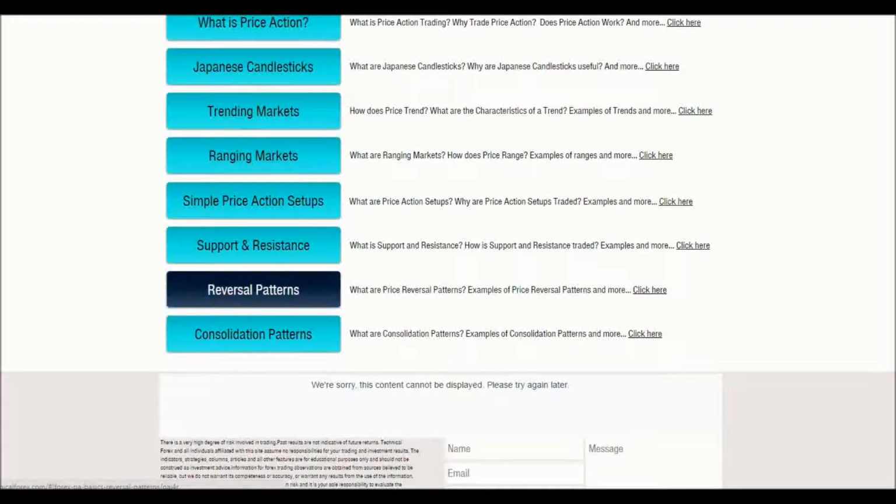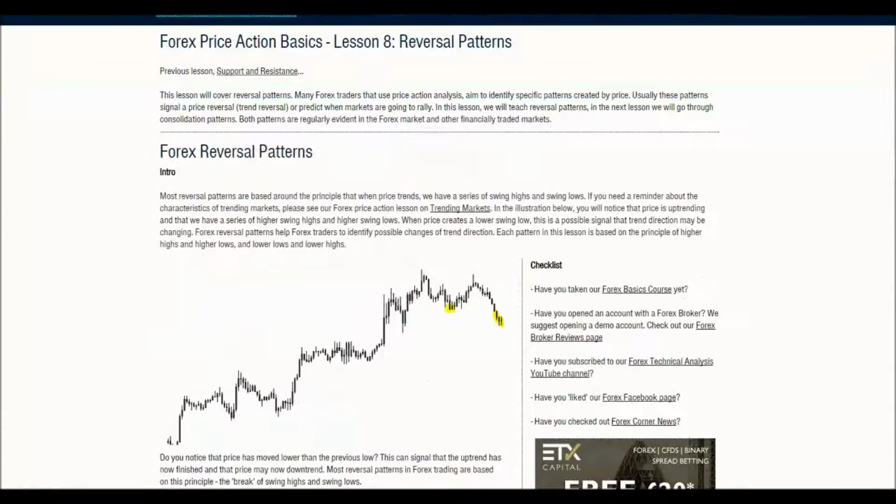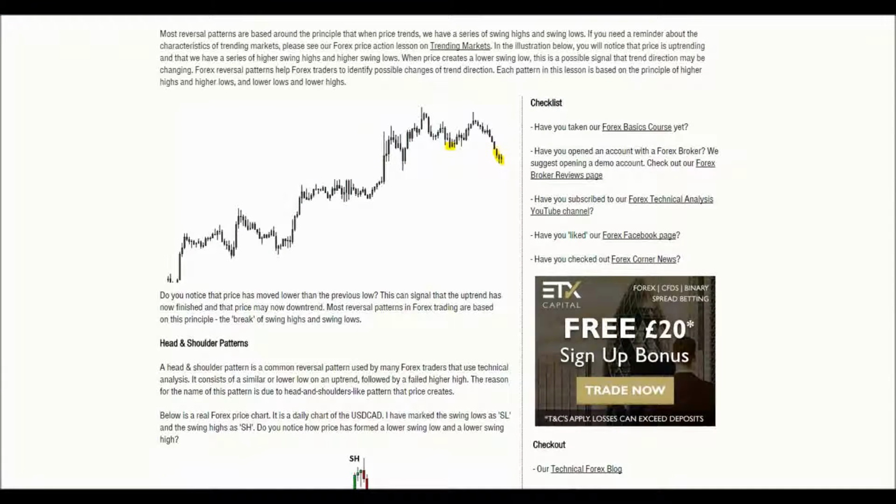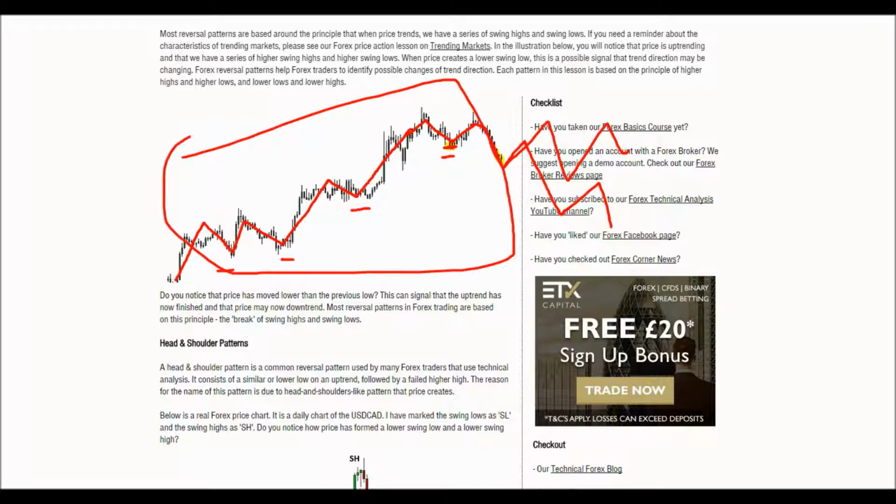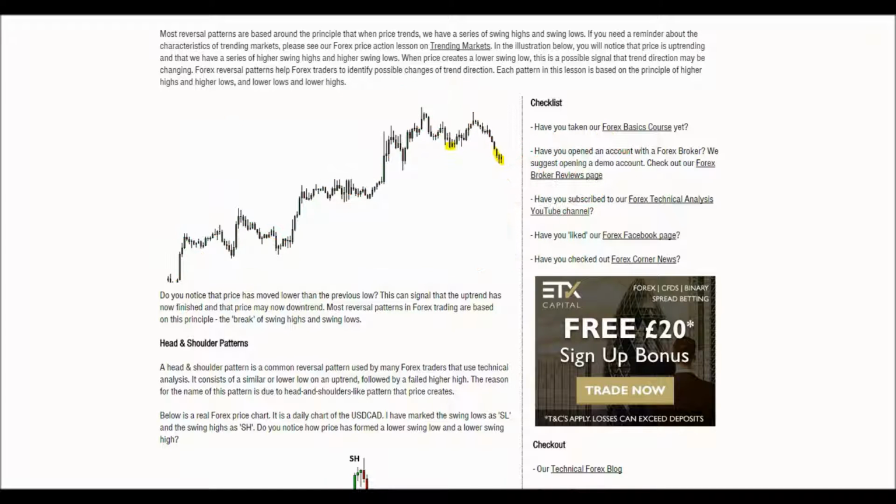Okay, so reversal patterns. So this chart here, you'll see that price is uptrending. Let's draw this. We have a number of pushes and pullbacks. Here are our lows. We create a low here. We then break that low. So price is likely to start downtrending now, or it's going to range. But this uptrend is likely to be over.